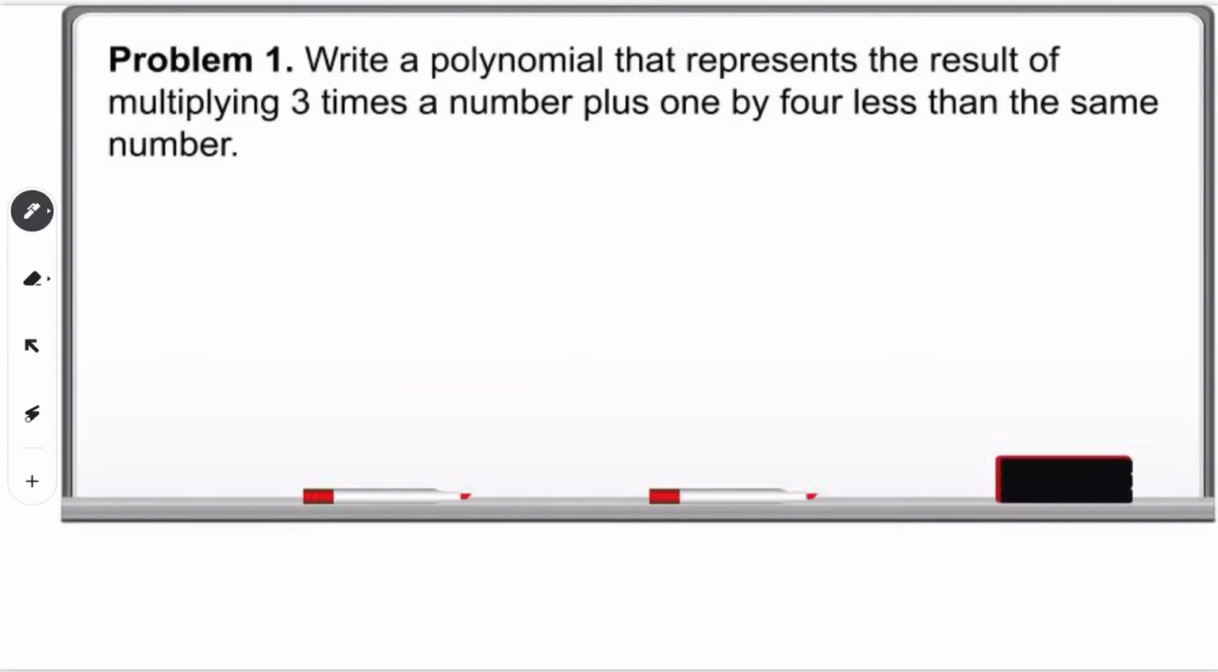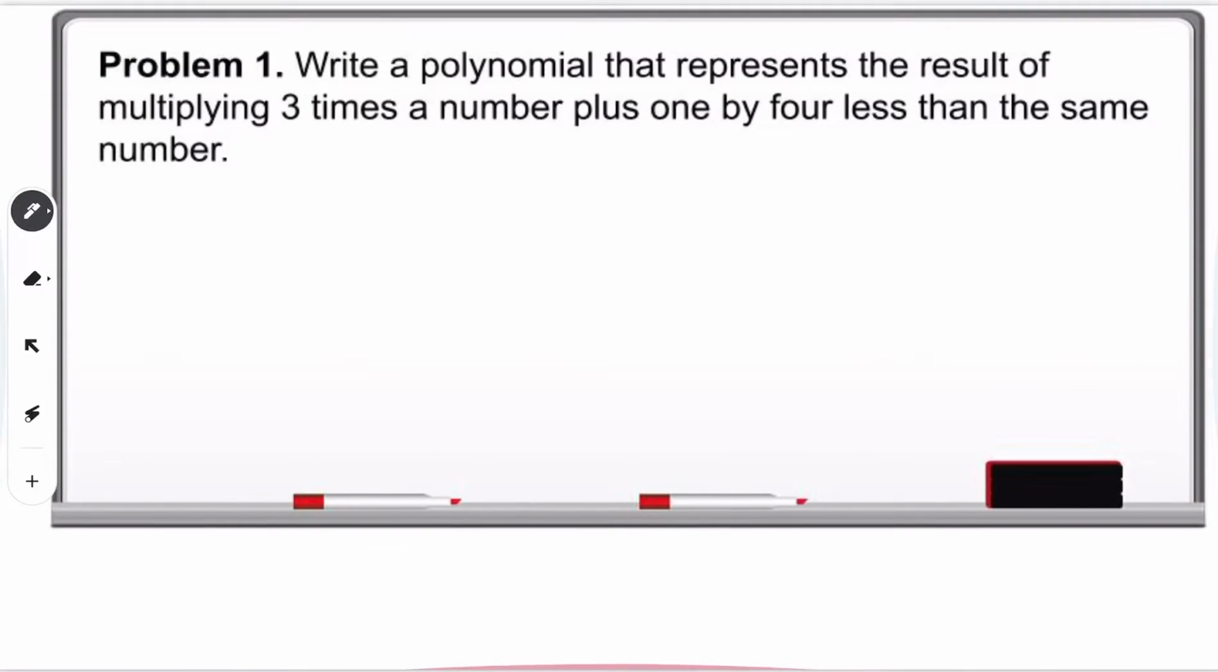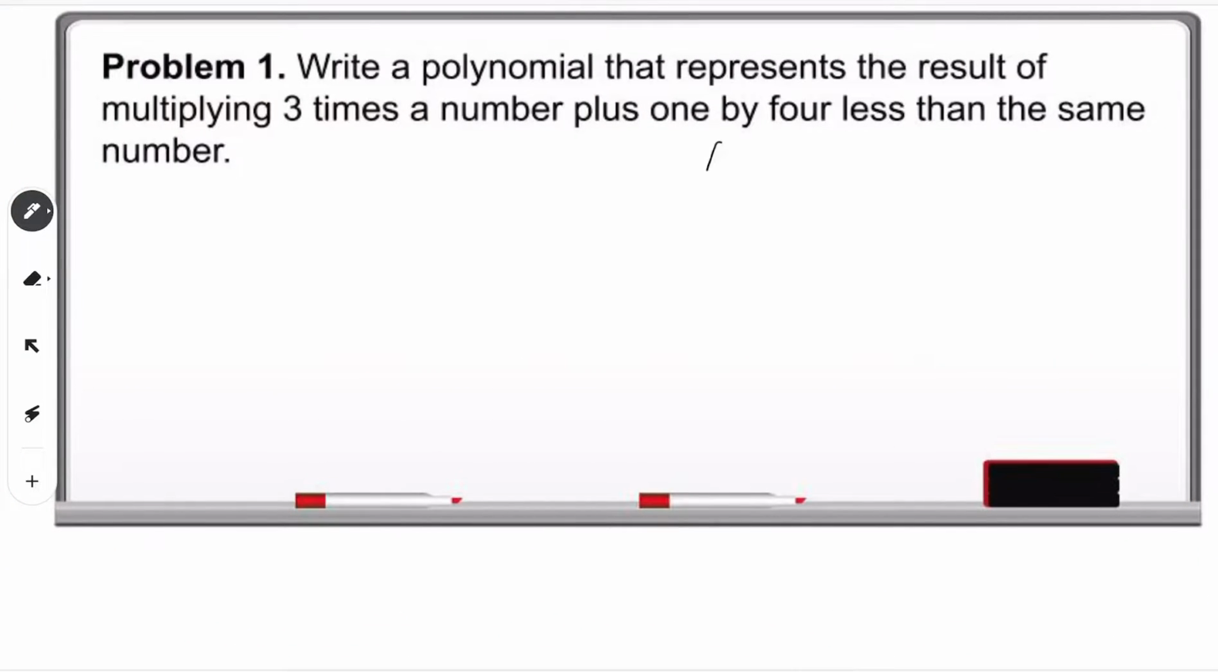Of course, obviously we've been multiplying two binomials together. My goal is to have two binomials from what is given in the word problem. So I know that we are multiplying 3 times a number plus 1.